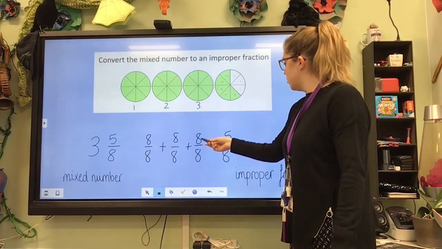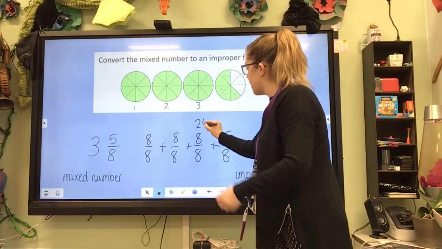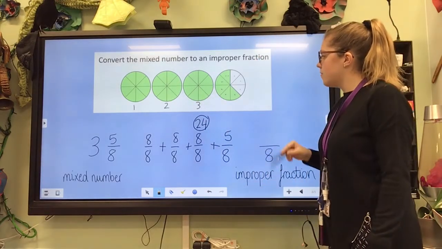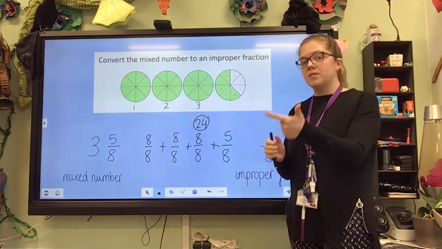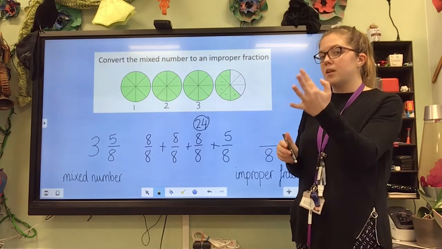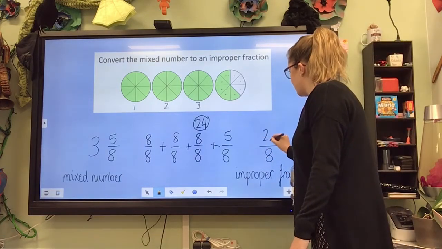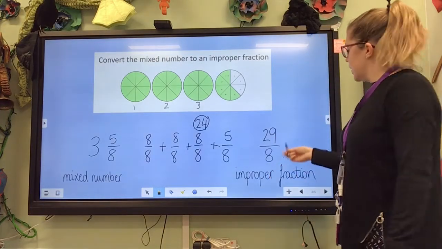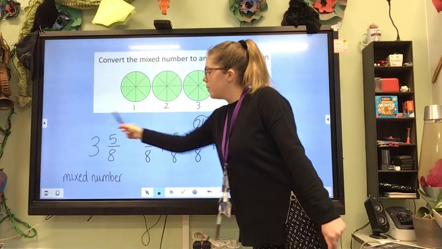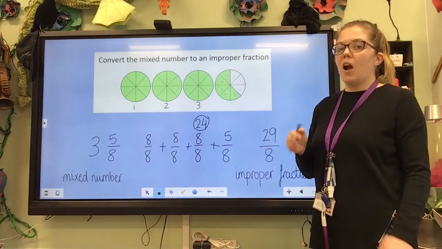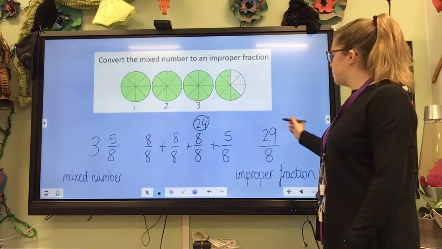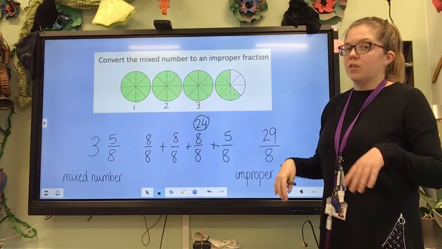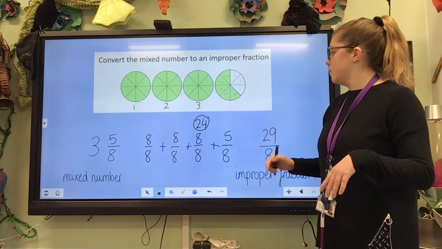Right, I've got 24. I'm going to hold that in my head, so I'm going to jot that there. I've got 24 in these 3 wholes, but I've got 5 left over. So 25, 26, 27, 28, 29. So the improper fraction is 29 eighths. Can you see why we might sometimes use mixed numbers? They are a little bit neater than having big numbers like this. But you come across both, which is why we learn how to convert between them to know what they mean.